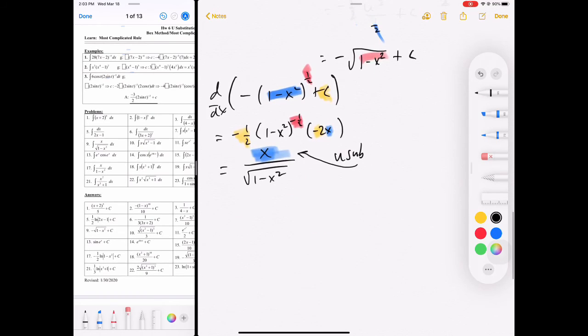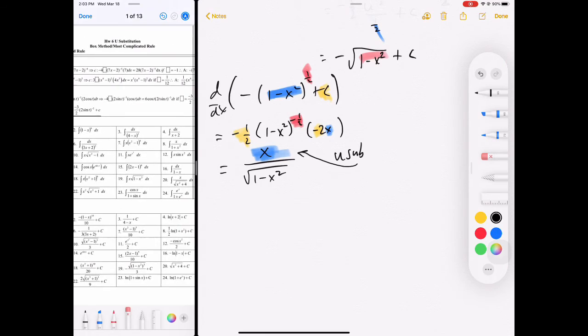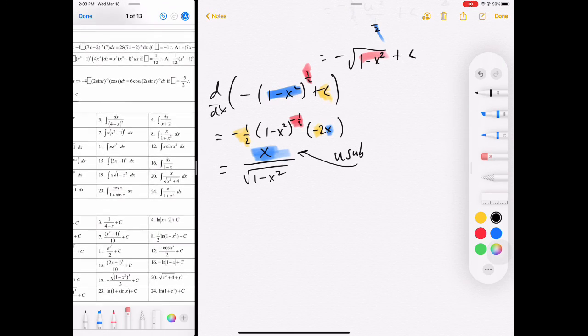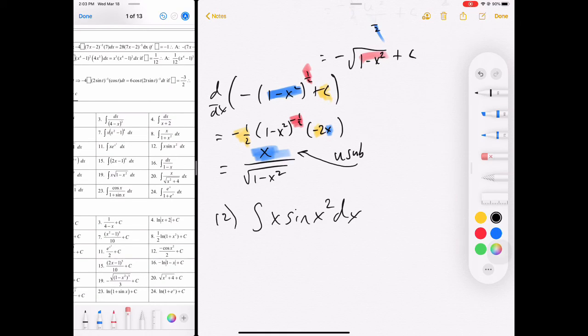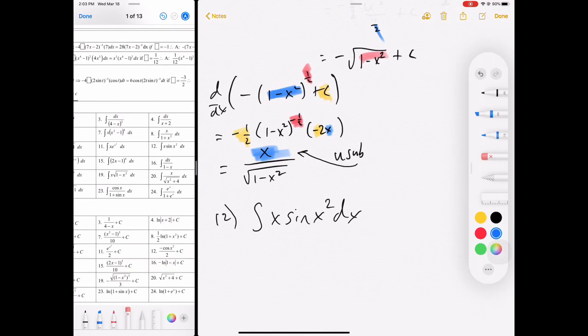Let's do one more. I'm going to jump and do something that looks hard, but not really. We'll do number 12. Number 12. The integral of x sine of x squared dx. Now, I want you guys to make a quick guess. What do you think my u value would be? Would my u value be the x squared or the x on the outside?